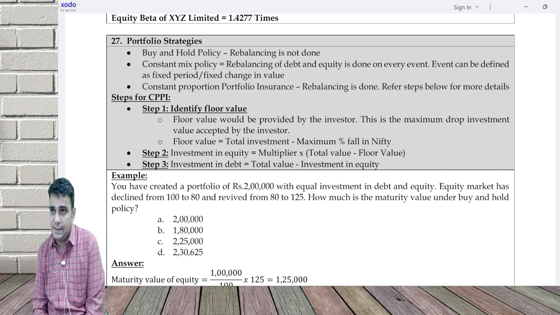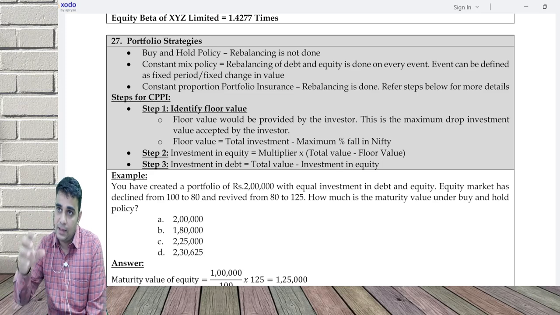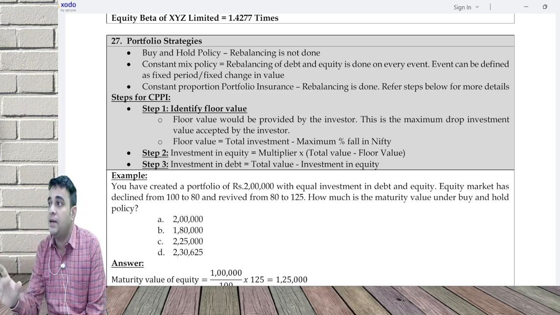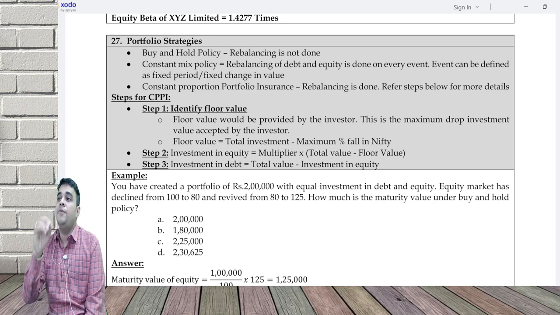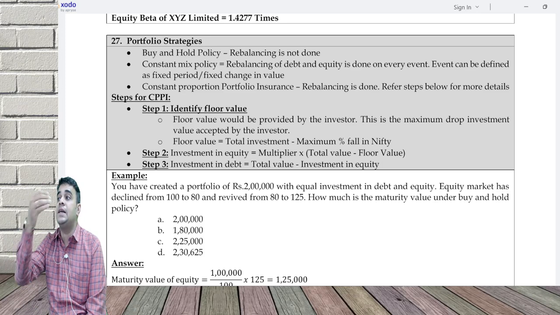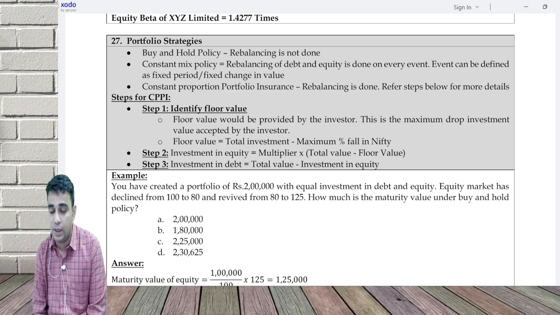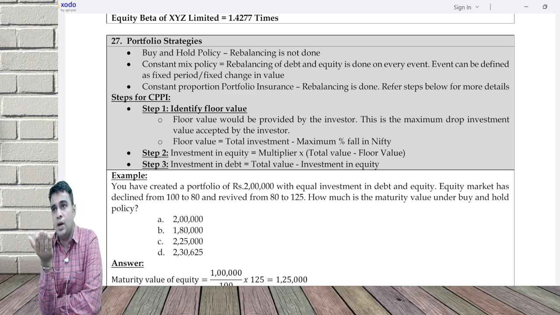Constant mix is basically you will keep changing the mix. That is, you will keep changing the investment value based on certain events. What is an event? Every 1 month you want to do it. That is an event. Or every 10% increase or 10% decrease, I want to do it.